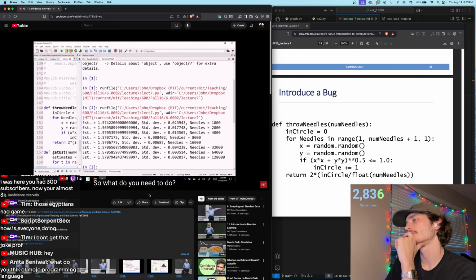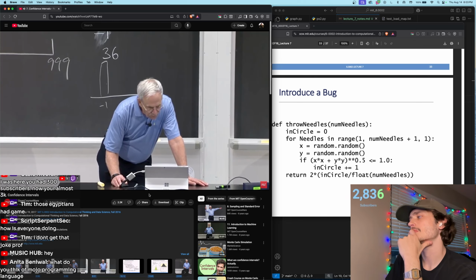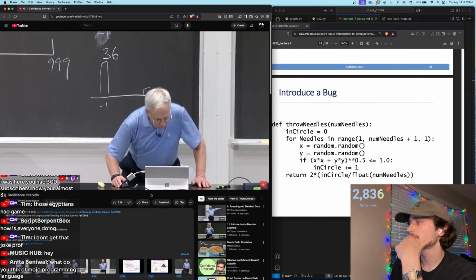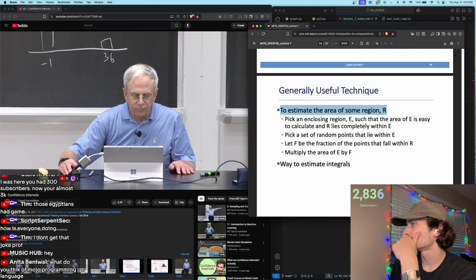Okay. So what do you need to do? You need to do something like a sanity check. So here you might look at a polygon and say, well, clearly that's a totally wrong number. Something is wrong with my code. To estimate the area of some region R.